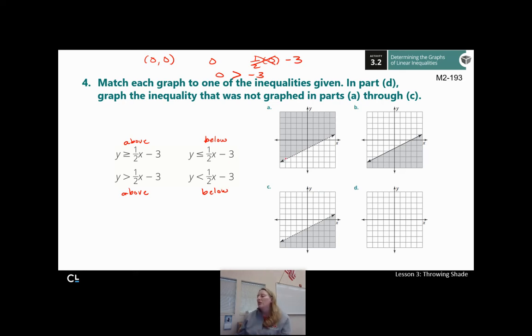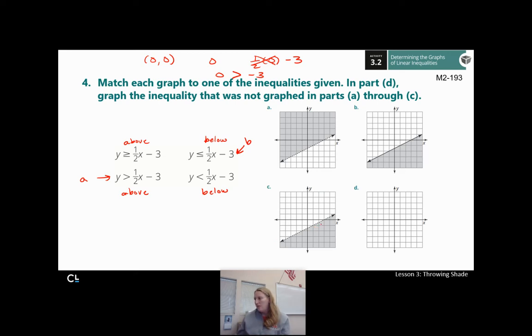All right. So here we have a little dashed guy. So I know it's one of these non-squashed equal signs. Oh, and it's shaded above. So it looks like this guy goes with A. Ooh, this one has a solid line, which tells me it has to be one of the greater than or equal to or less than or equal to. It has to be one of the guys with the half and equal sign. So, oh, and it's shaded below, and we said below means it's this guy. So this guy is going to be graph B.